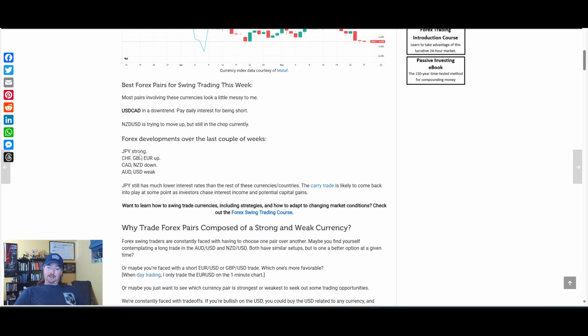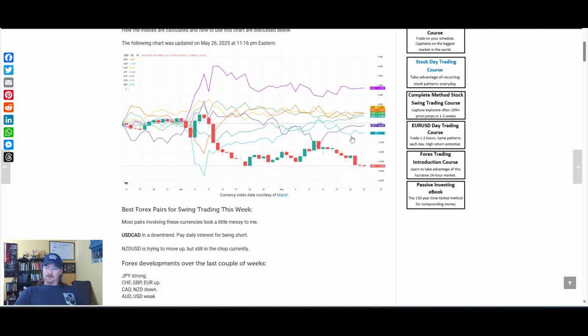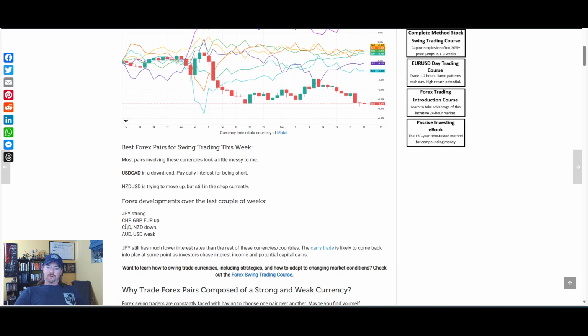Lately, as mentioned, the yen quite strong over the last couple weeks. We have the Swiss franc, the British pound, and the euro incrementally up. The CAD and the NZD down, and the AUD and the US dollar are quite weak recently. You can see the Australian dollar moving down here, and the US dollar also moving down.